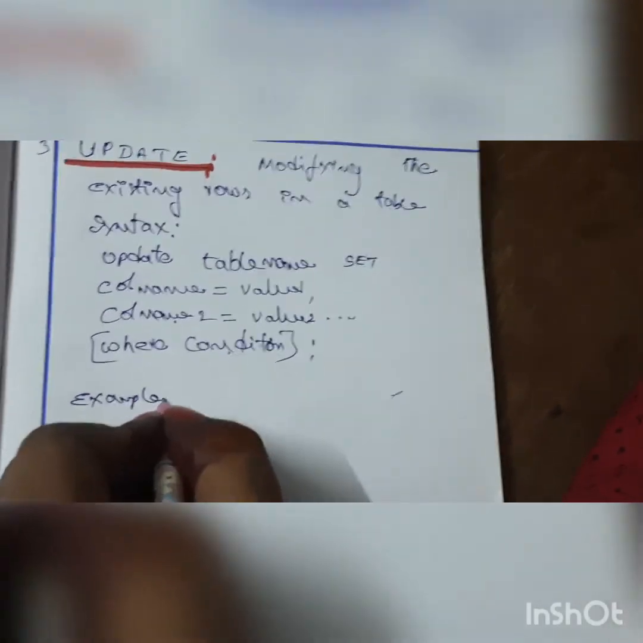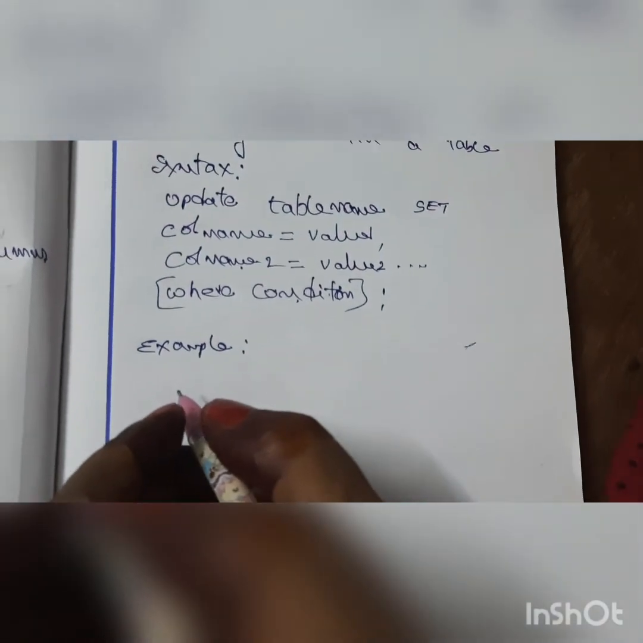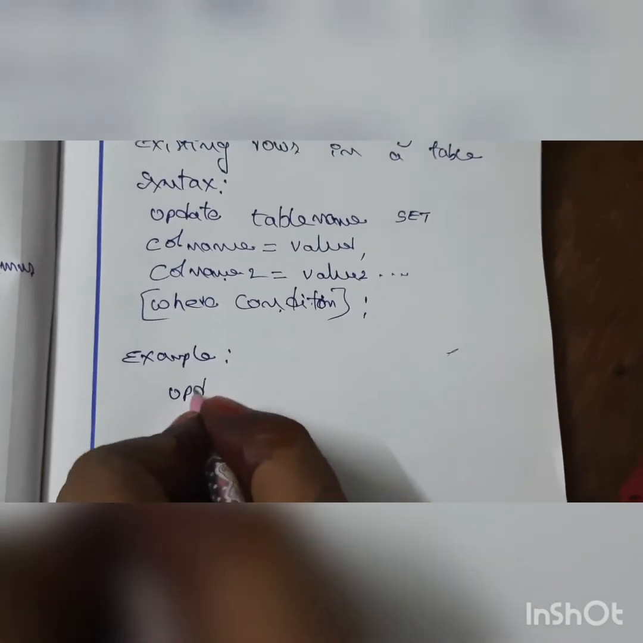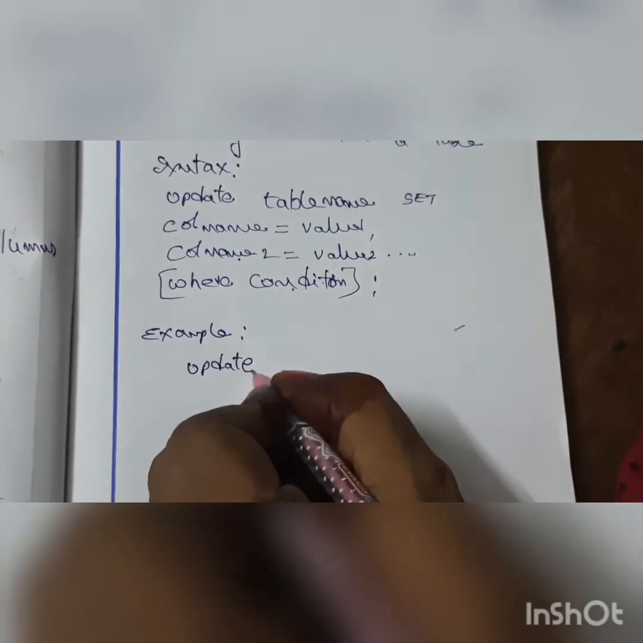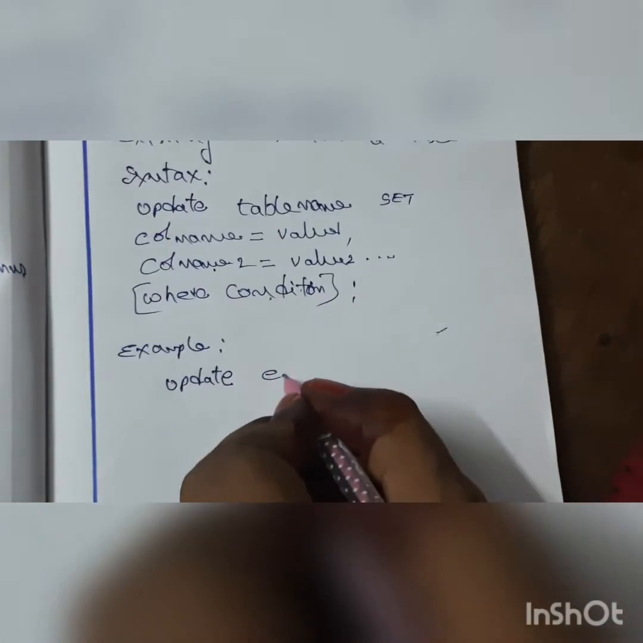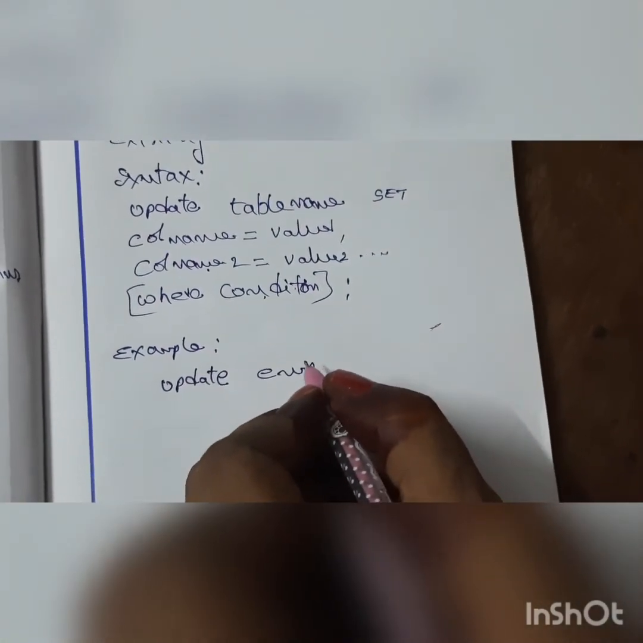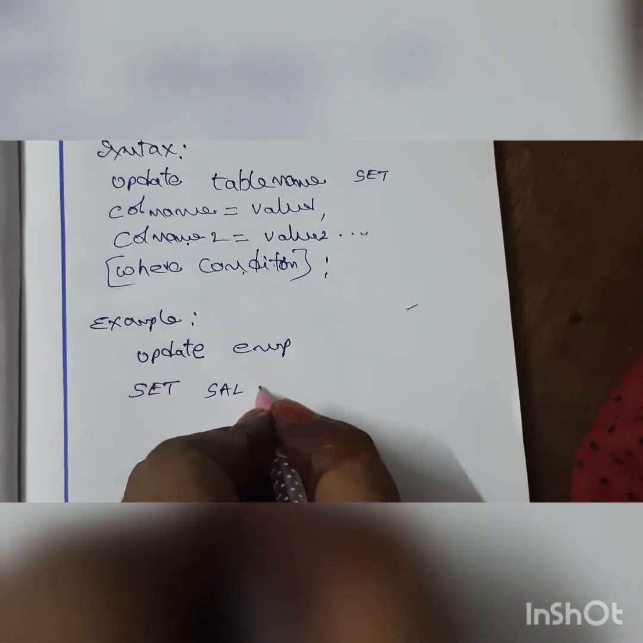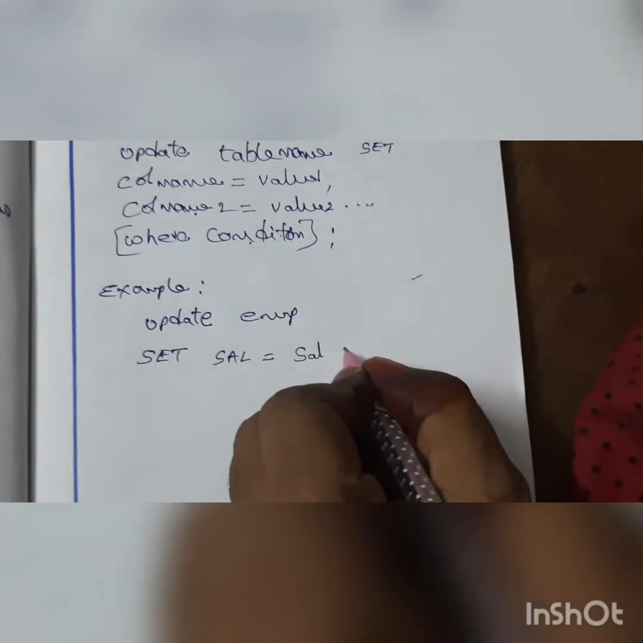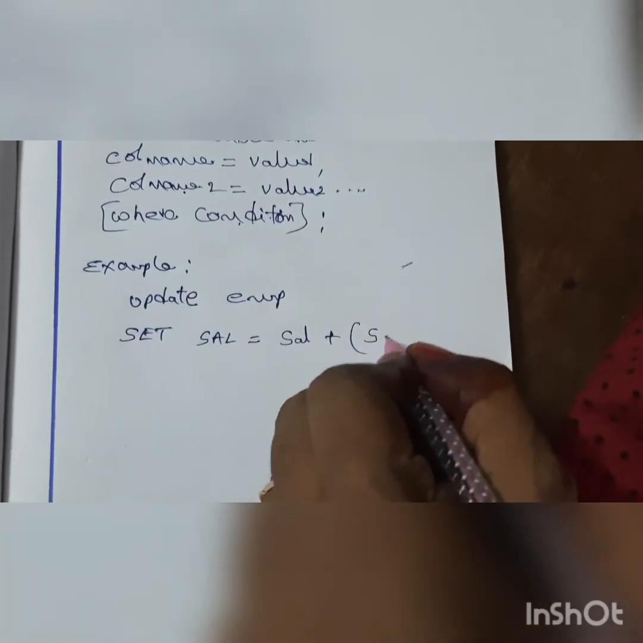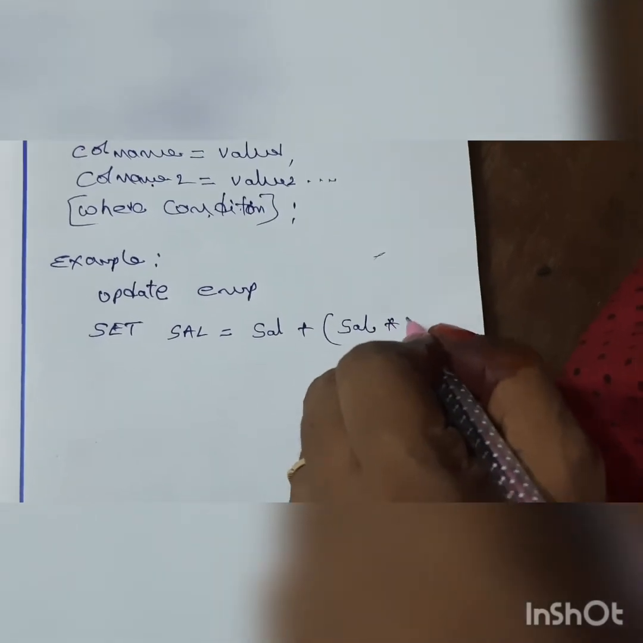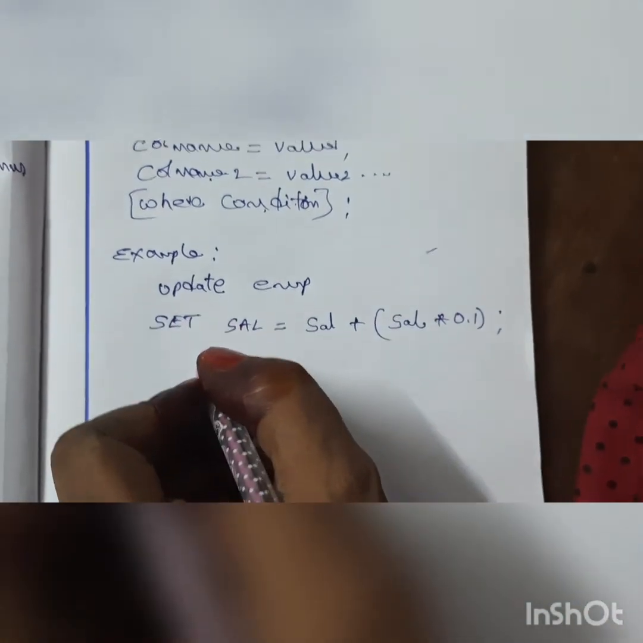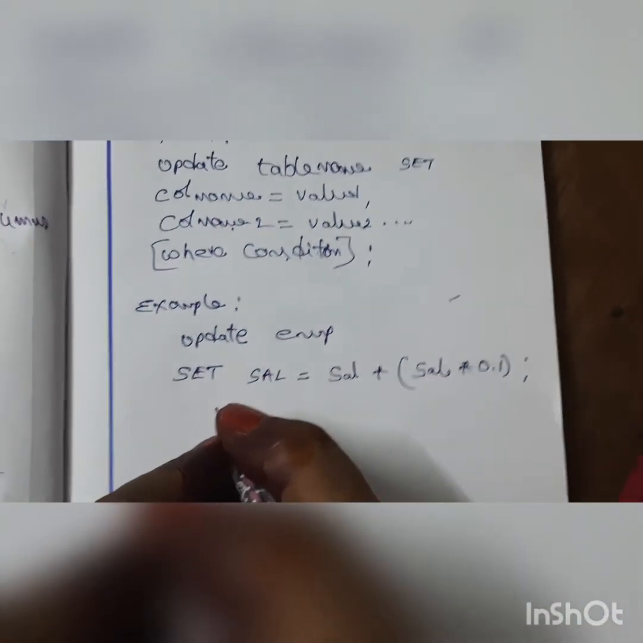Example: update EMP set salary is equal to salary plus salary star 0.1. EMP is a table name. This increases everybody's salary by 10% in the employee table.